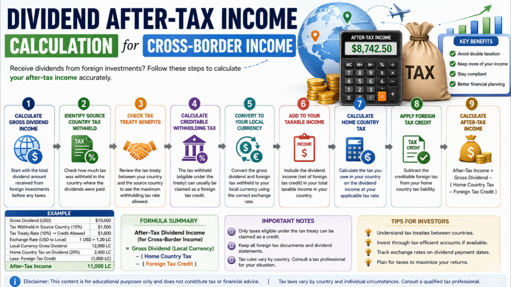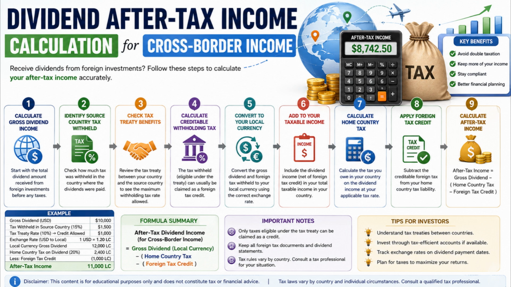Finally, calculate after-tax income. A simple way to think about it is this. After-tax dividend income equals gross dividend income in local currency minus home country tax, minus any non-creditable foreign tax, while taking into account the foreign tax credit. This result shows the amount you actually keep after all applicable taxes.